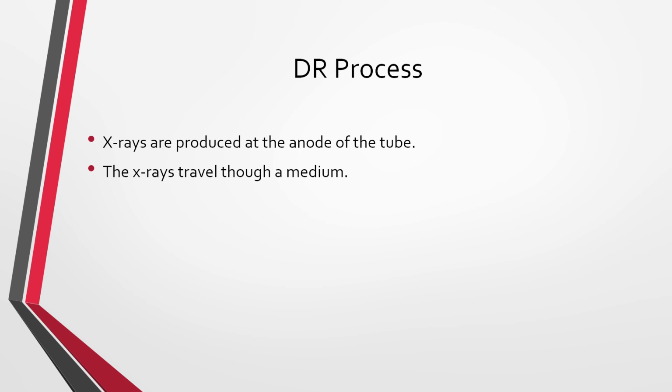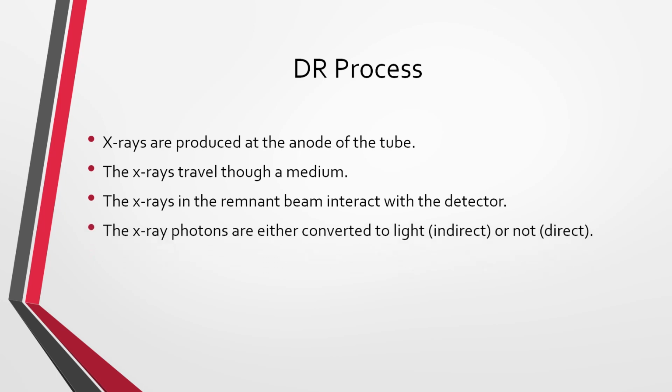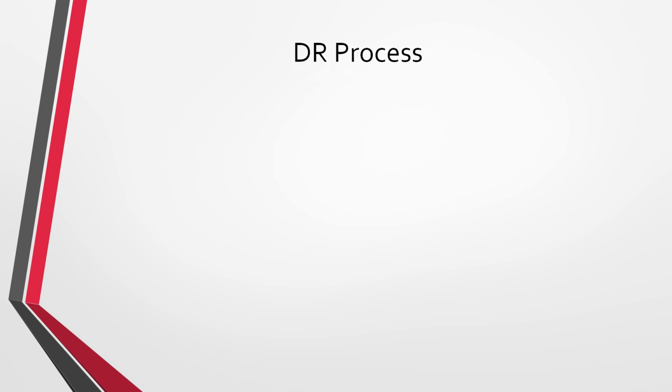It will be the remnant beam, and that will interact with the detector, that will interact with the image plate behind it. The X-ray photons are either converted to light in the indirect, or they're not in the direct style. It's not that complicated.